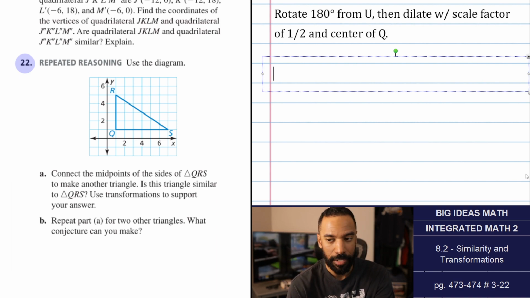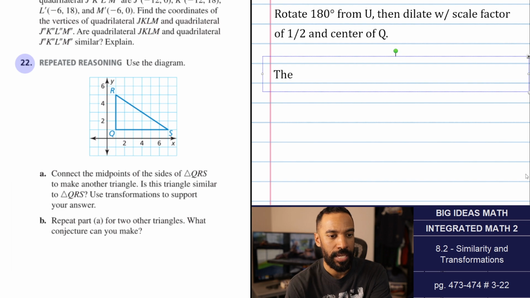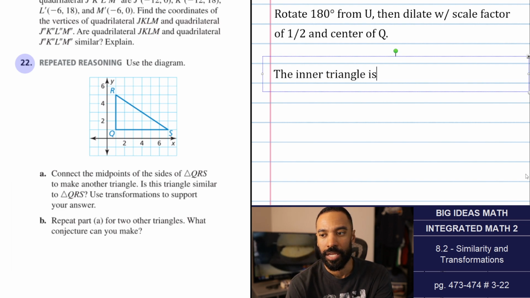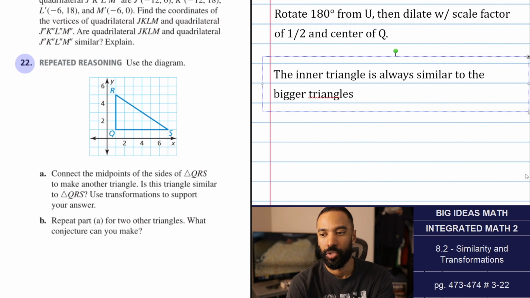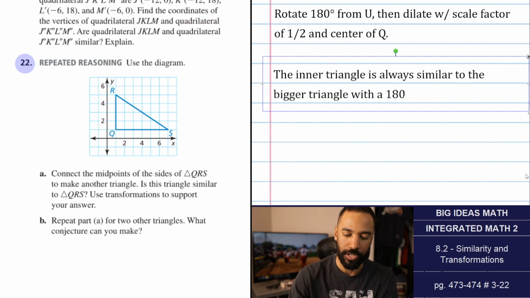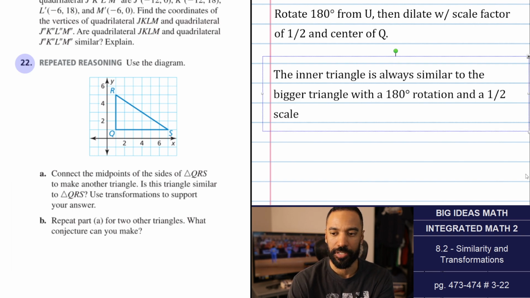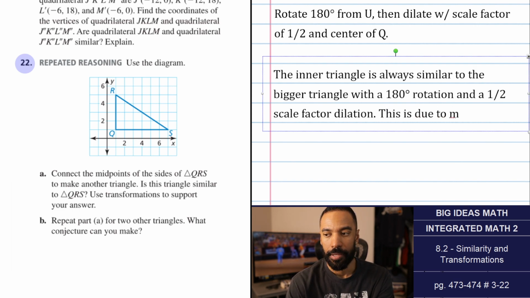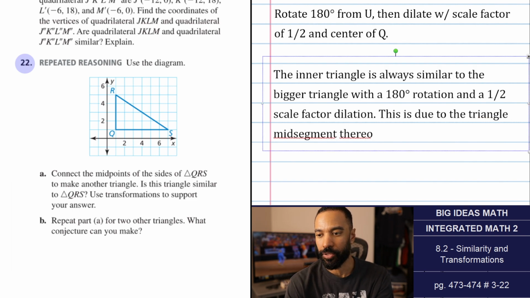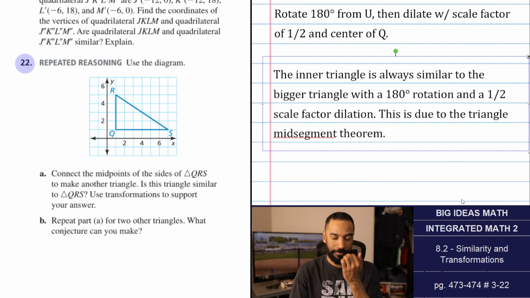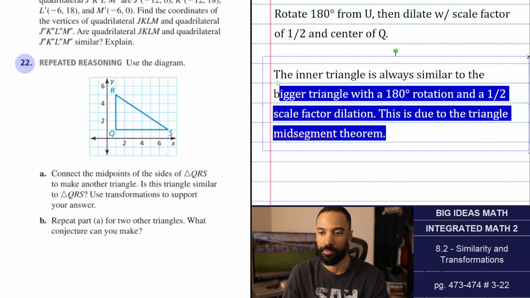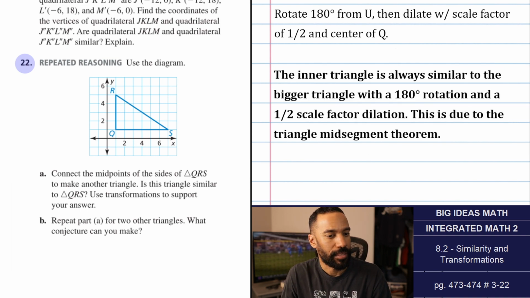So what conjecture can I make? They didn't ask me to explain why. The inner triangle is always similar to the bigger triangle with, and I'm not saying where the center is, but with a 180 degree rotation and a 1/2 scale factor dilation. This is due to the mid-segment theorem, triangle mid-segment theorem. It literally refers to things regarding parallel lines and half the lengths, and I think that's going to work itself out. All right, guys. That's for triangles, though.